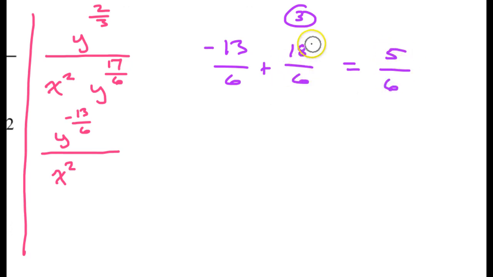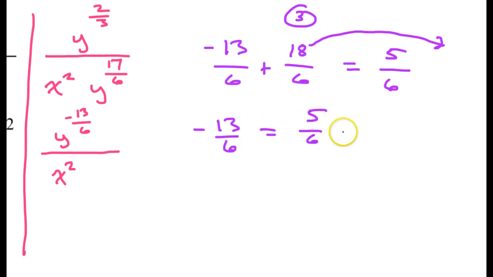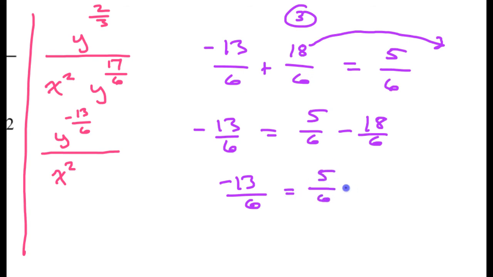Now, imagine that we subtracted 18/6 from both sides. In other words, imagine that we moved it over here. Wouldn't that give us negative 13/6 is equal to 5/6 minus 18/6? Okay, so I have this new truth, this new equation. And keep in mind that 18/6 is really 3. So I know that negative 13 over 6 is equal to 5 over 6 minus 3.